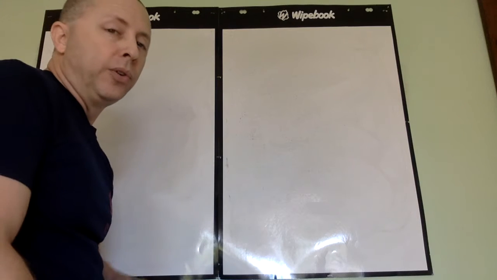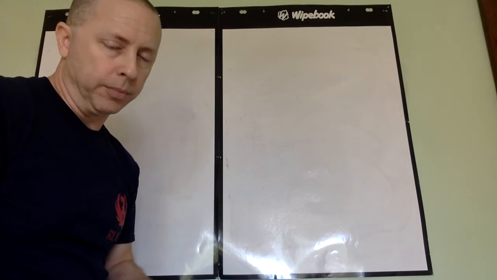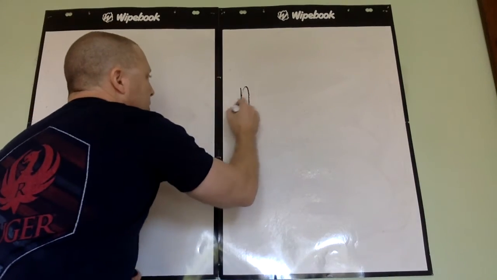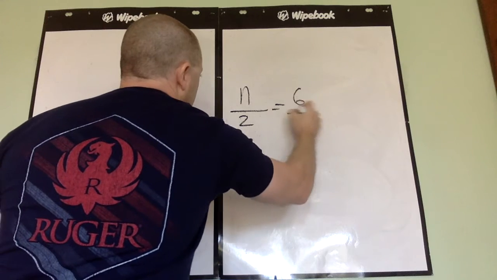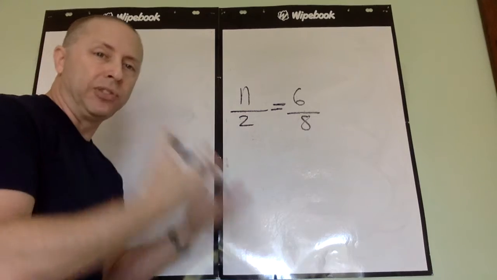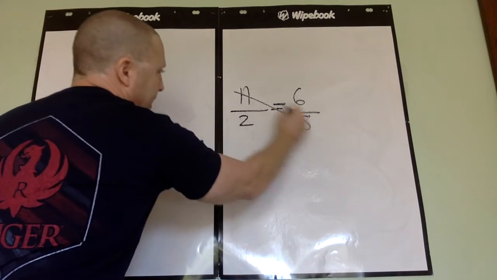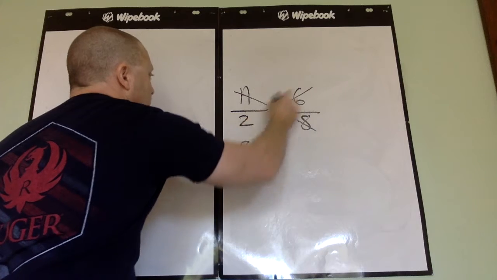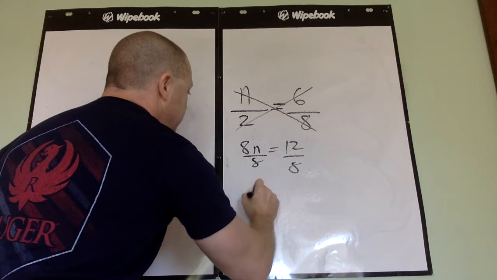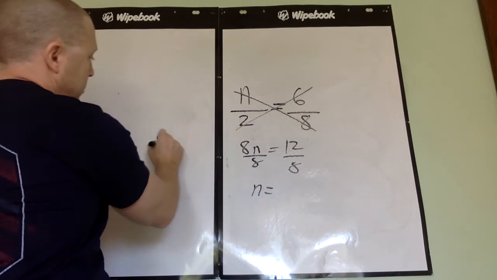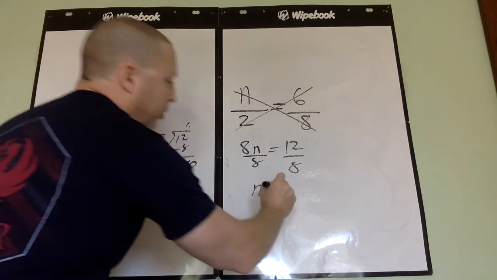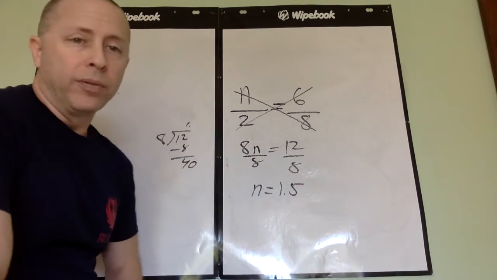The second part is going to be having a variable in something, okay? So let's say you were given something like this: n over 2 equals 6 over 8. And they tell you, hey, solve for what the variable is going to be. So cross products: 8 times n, and 2 times 6 equals 12. Divide by 8, divide by 8, and then n equals 12 divided by 8, which gives me 1.5, okay, 1.5 and you're done.